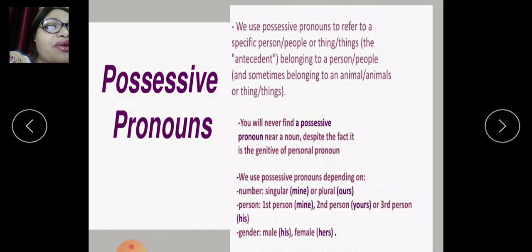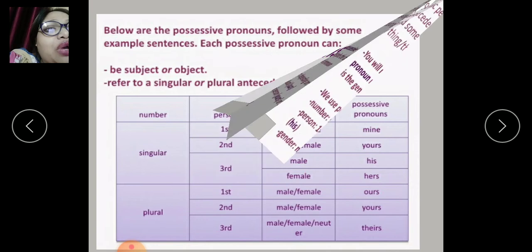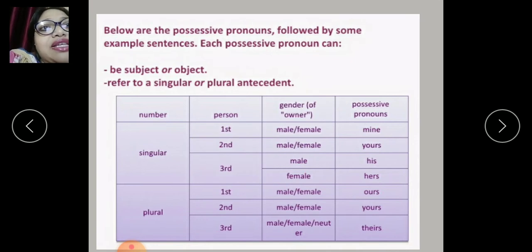We use possessive pronouns depending on number, that is singular. If it is singular, we use mine, and plural, we use ours. For person, first person, mine, second person, yours. And for gender, we use his or hers. These are the uses of possessive pronouns. We'll go into a detailed study of it.